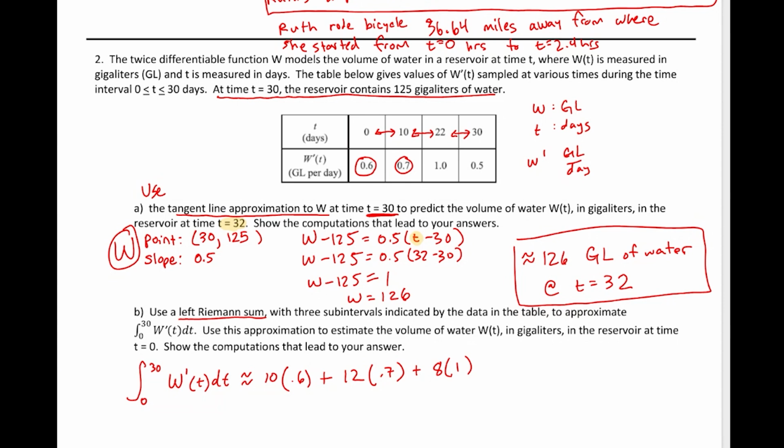Okay, so let's go ahead and compute this. 10 times 0.6, I think this is doable without a calculator, so we're going to go ahead and do it, is just 6. 12 times 7, I can do a little quick math over here. 7 times 1 is 7, so it's 8.4. And then we've got plus 8. So we have 16 and 6 is going to be 22.4 gigaliters.